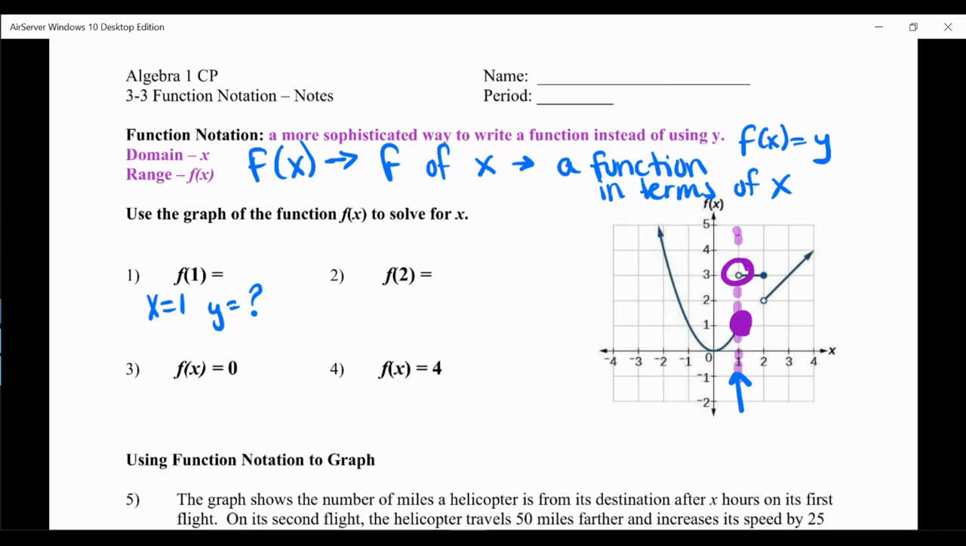So this point here, the point (1, 1), is the point we want. When x equals 1, y equals 1. So f of 1 equals 1.